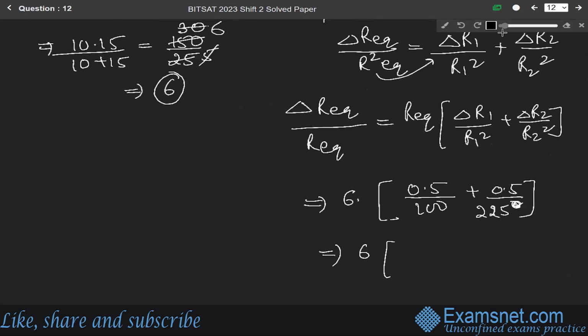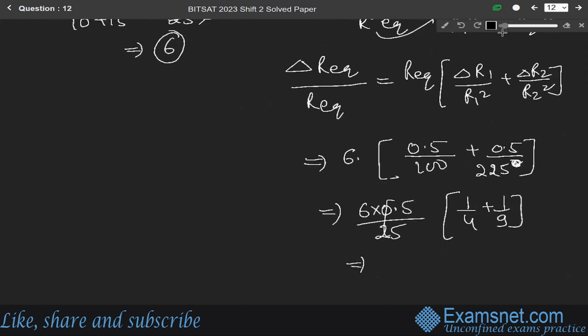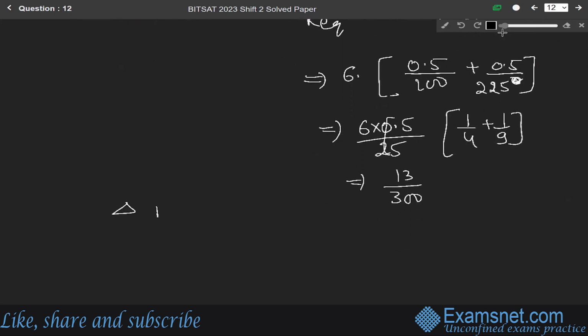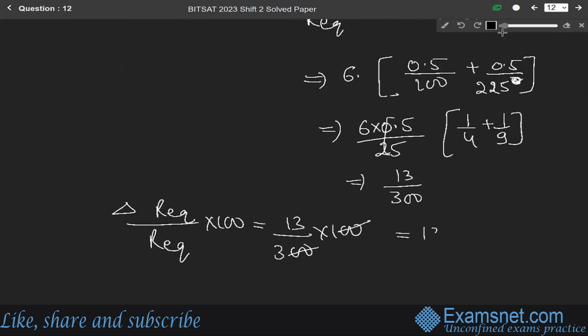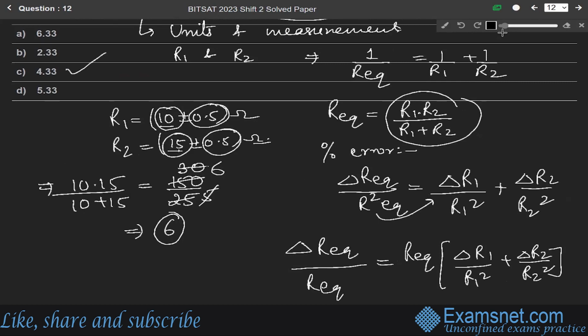We can write 0.5, take common 0.5. So 6 into 0.5, taking 25 common from here, so we can write 1 over 4 plus 1 over 9. Okay. So it will become 13 over 300. Now for percentage error, we write delta R equivalent over R equivalent into 100. So it will be equal to 13 over 300 into 100. So 0 cancels, so 13 by 3, which is 4.33%. This is our final answer. So option C is the correct answer.